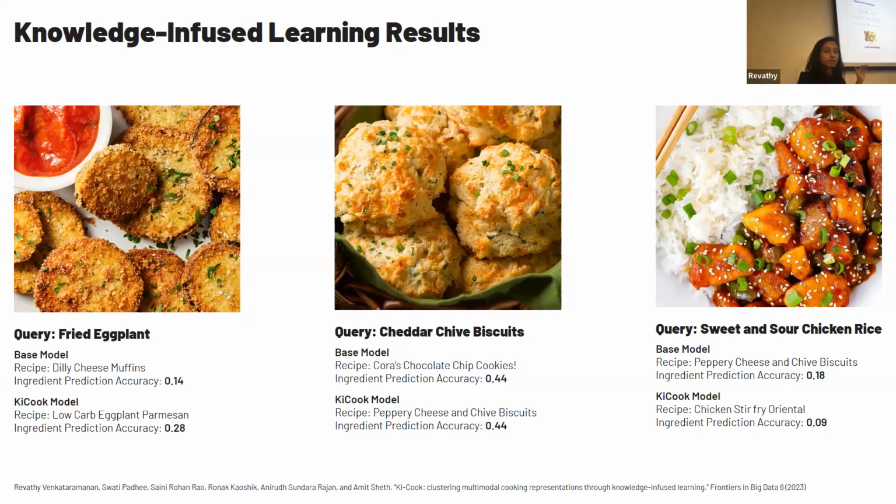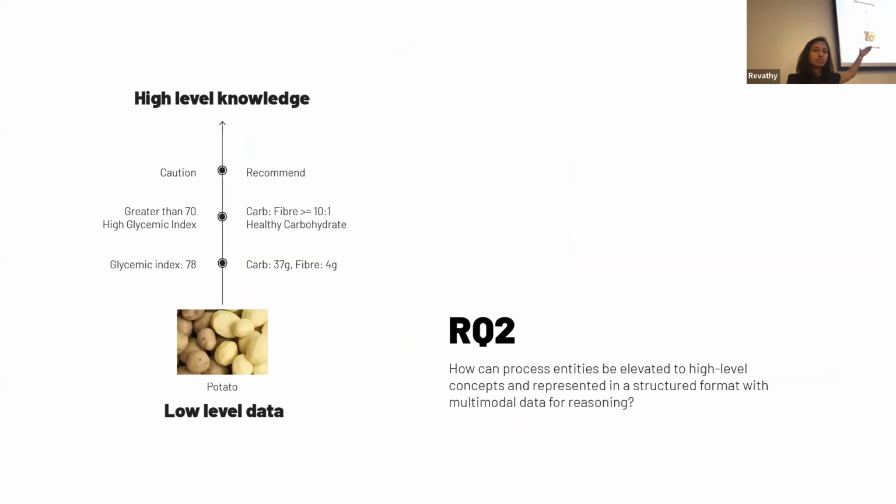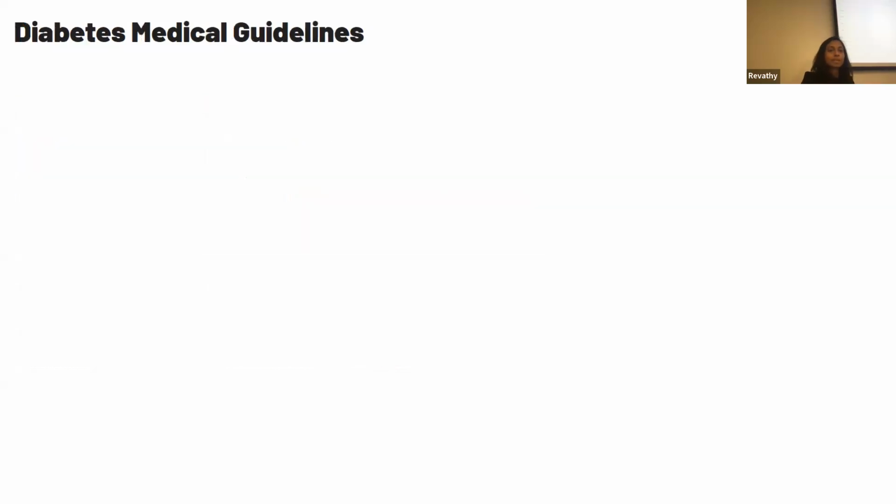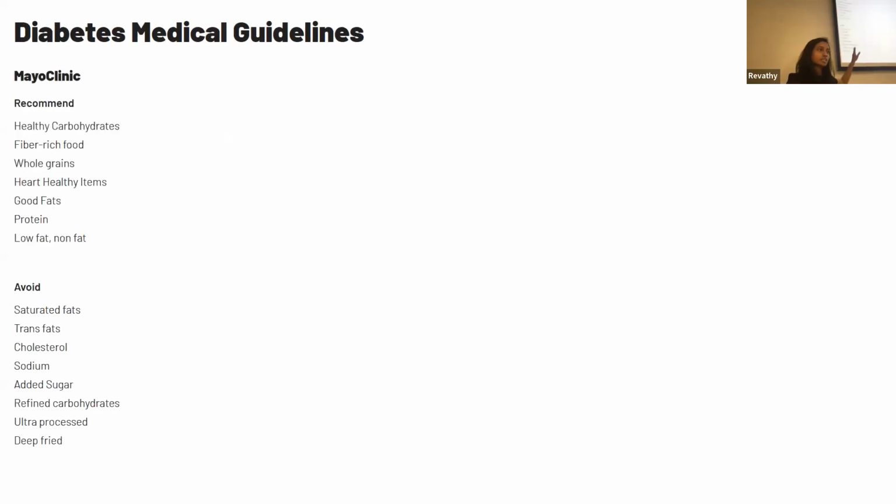That brings us to research question 2. How are we going to elevate the low-level data to high-level knowledge? First, we looked into the list of knowledge sources we would require to analyze a recipe in the context of diabetes and found the appropriate sources which provide this knowledge. Starting with diabetes medical guidelines, Mayo Clinic says which ingredients or recipes are supposed to be recommended and which are supposed to be avoided.